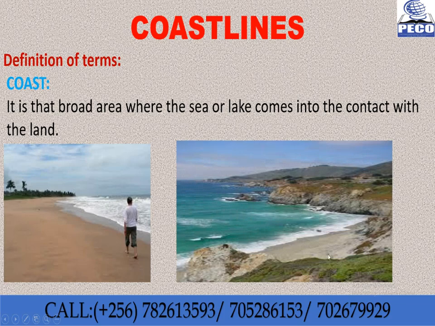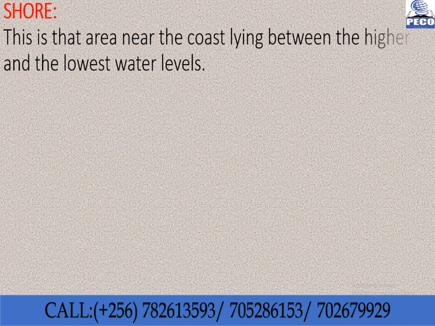This is another illustration of the coastline or the coast. So you have an open water body, an ocean, and then this land that is bordering the water is what we call the coast. That is the first term under coastal geomorphology. Then the second term, what we call the shore. And the shore is the area near the coast, lying between the higher and the lowest water level.